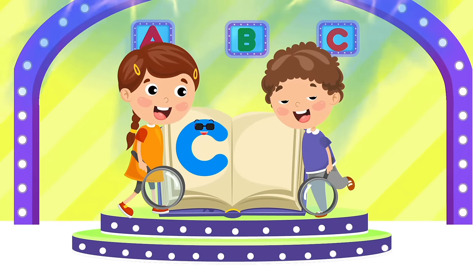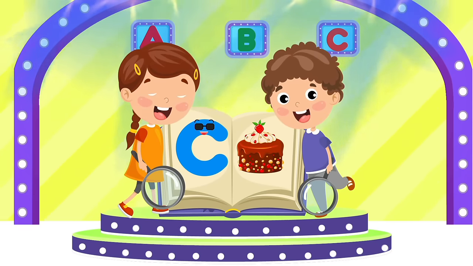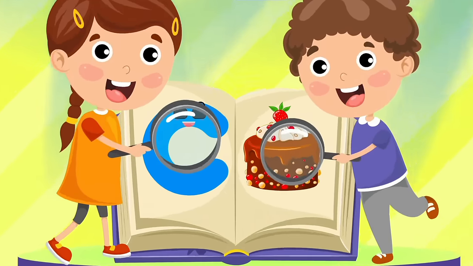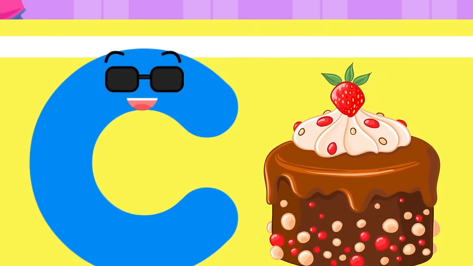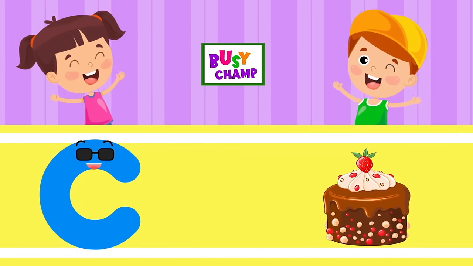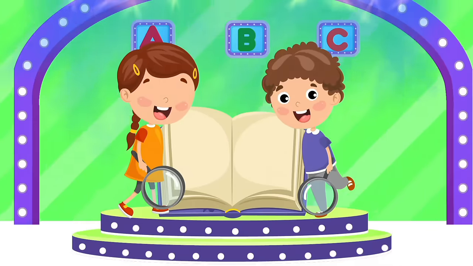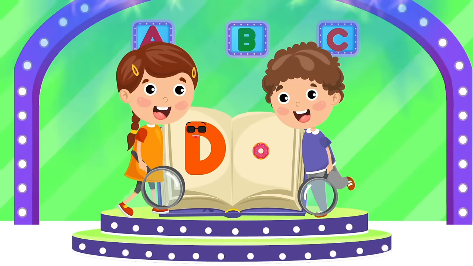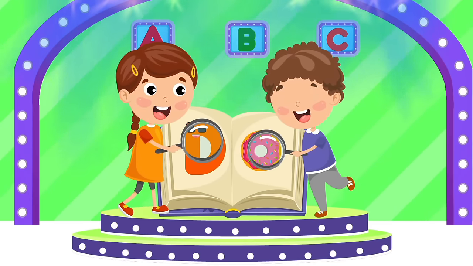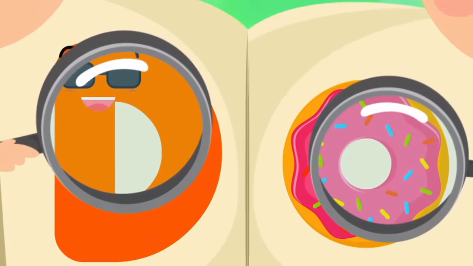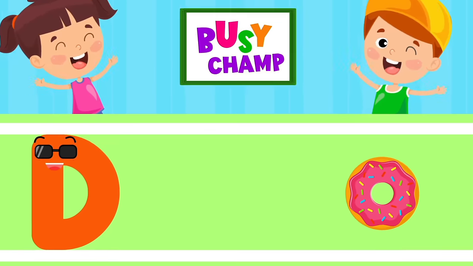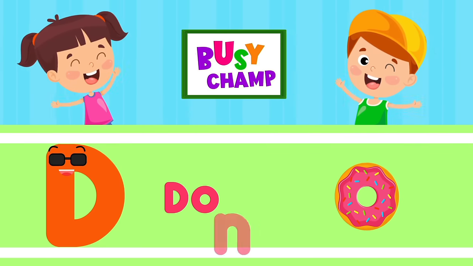It's alphabet C. Cake. Cake starts with C. This is alphabet D. Donut. Donut starts with D.